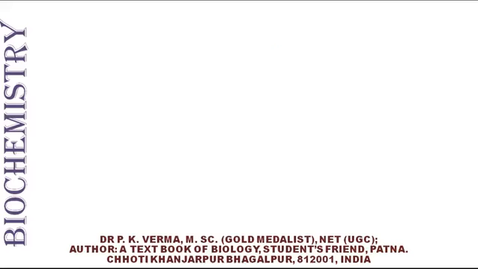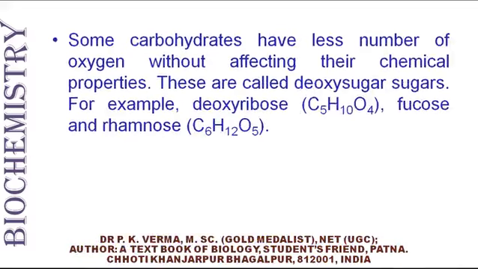So, we must have some reliable definition of the organic nature of carbohydrates. Sometimes a carbohydrate has less number of oxygen. For example, deoxyribose has one less number of oxygen. Fucose and rhamnose also have one less number of oxygen. These are called deoxy sugars. In spite of having one less number of oxygen, no chemical nature is affected.